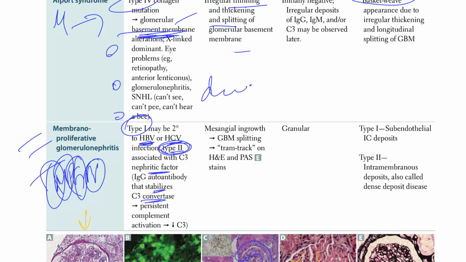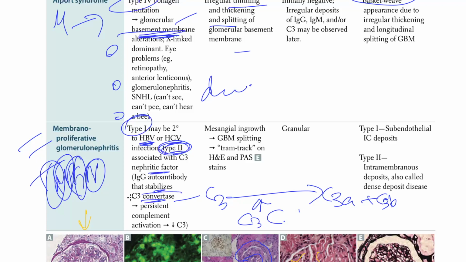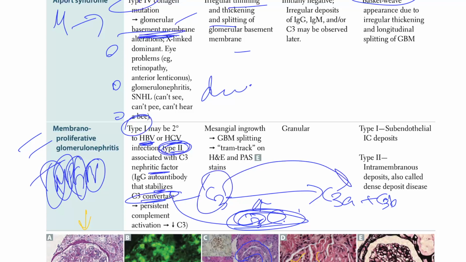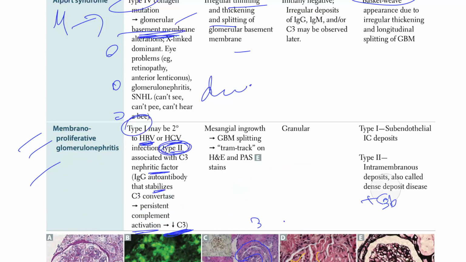When you stabilize that C3 convertase, remember that C3 forms C3a and also C3b. And which enzyme makes it active? C3 convertase. So when you have C3 convertase present all the time, all of your C3 is going to be in active form, leading to persistent complement activation and eventually decreased C3 levels. Okay, so that's type 2 with the C3 nephritic factor.